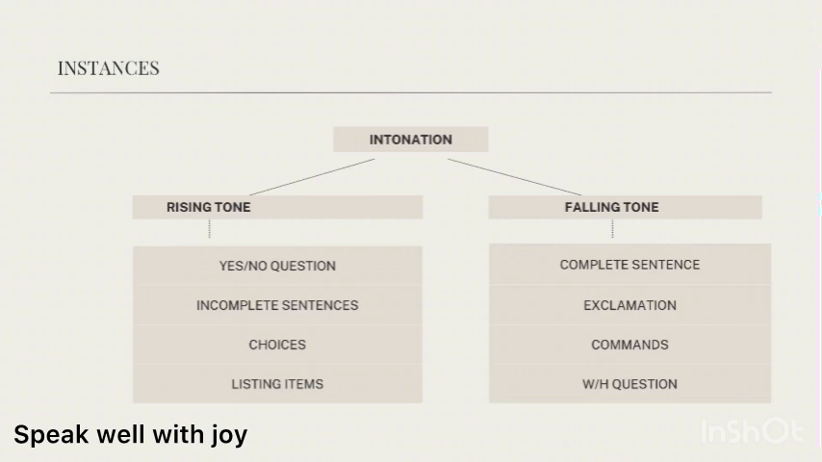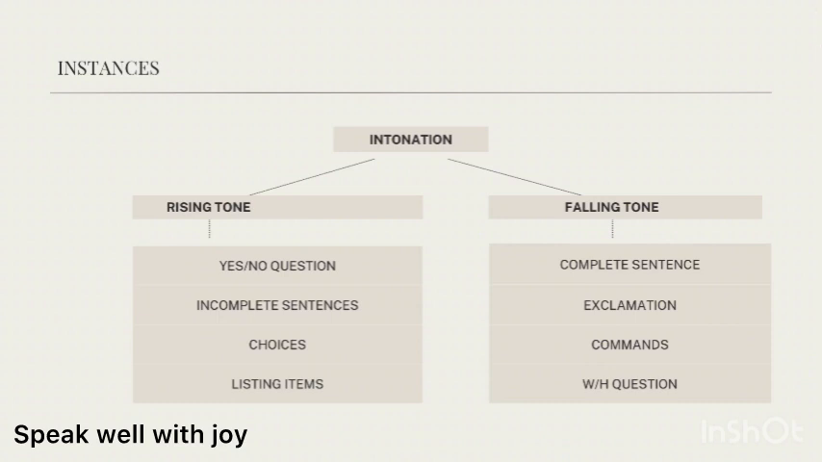Do you understand? Now, for falling tone, we use falling tone for a complete sentence, exclamation, command, and WH question. And there's a little rule for WH question. We have to rise on the second word. So when you're saying a WH question, you rise on the second word. What is it? But the major thing is you're falling at the end of the sentence.